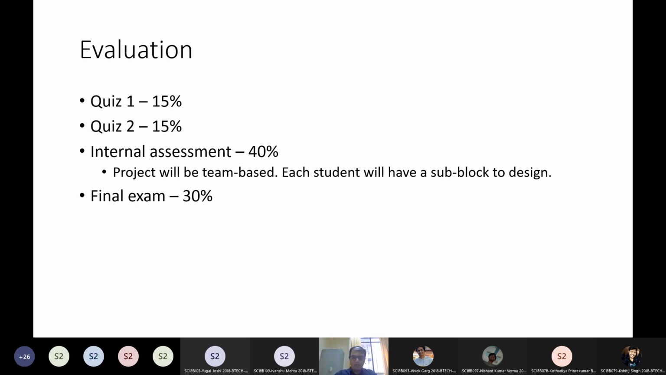Now, the way in which I'd like to take this course is that there will be quite a few assignments and design exercises and so on, which will be incorporated into your internal assessment. And because most of you are joining from your homes, and you don't have access to the simulators that we have on campus, both because of the limited number of systems and the limited number of licenses, we will be using LTSpice for our simulations.